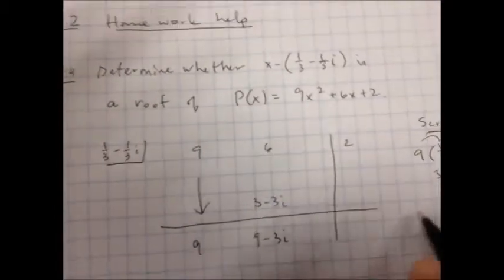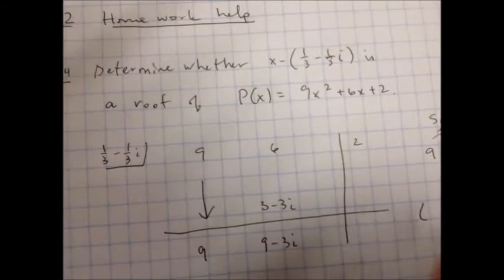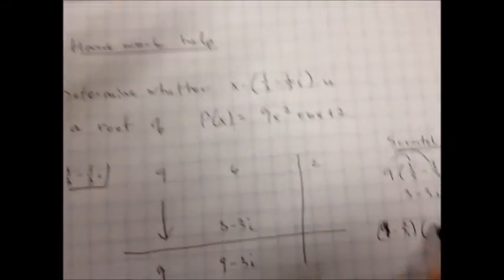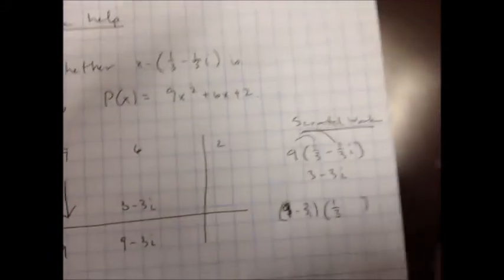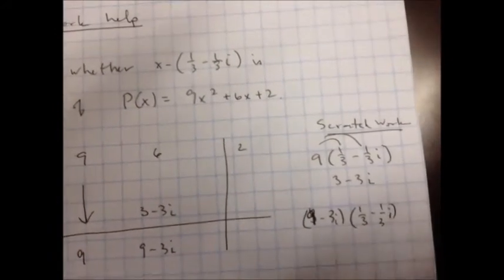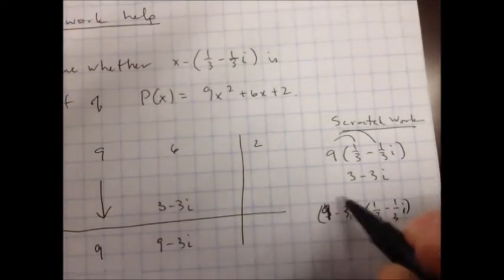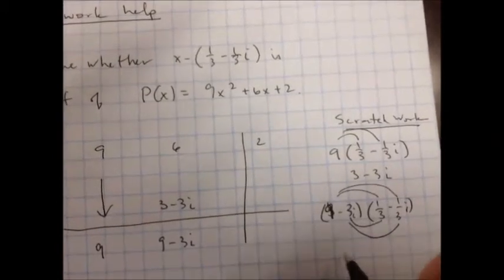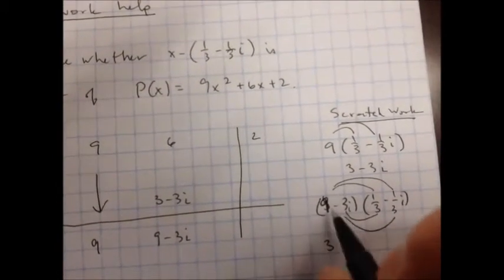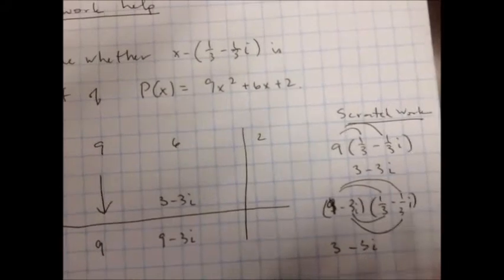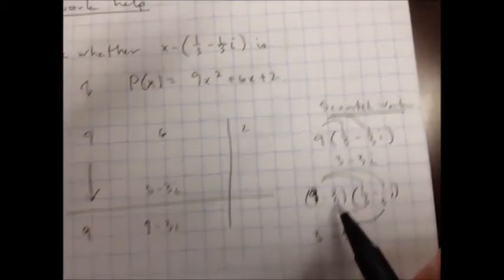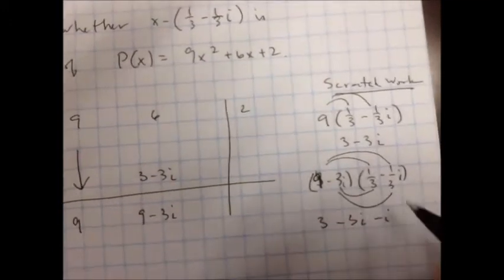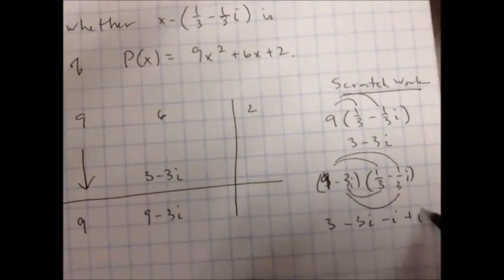Again, I'm going to go back over here and do my little scratch work. I have 9 minus 3i times 1/3 minus 1/3 i. Okay, so then I distribute. And distribute here. Basically, I'm foiling. So 9 times 1/3 is 3. 9 times negative 1/3 i is negative 3i. Negative 3i times 1/3 is just minus i. And negative 3i times negative 1/3 i, so that's plus i squared.